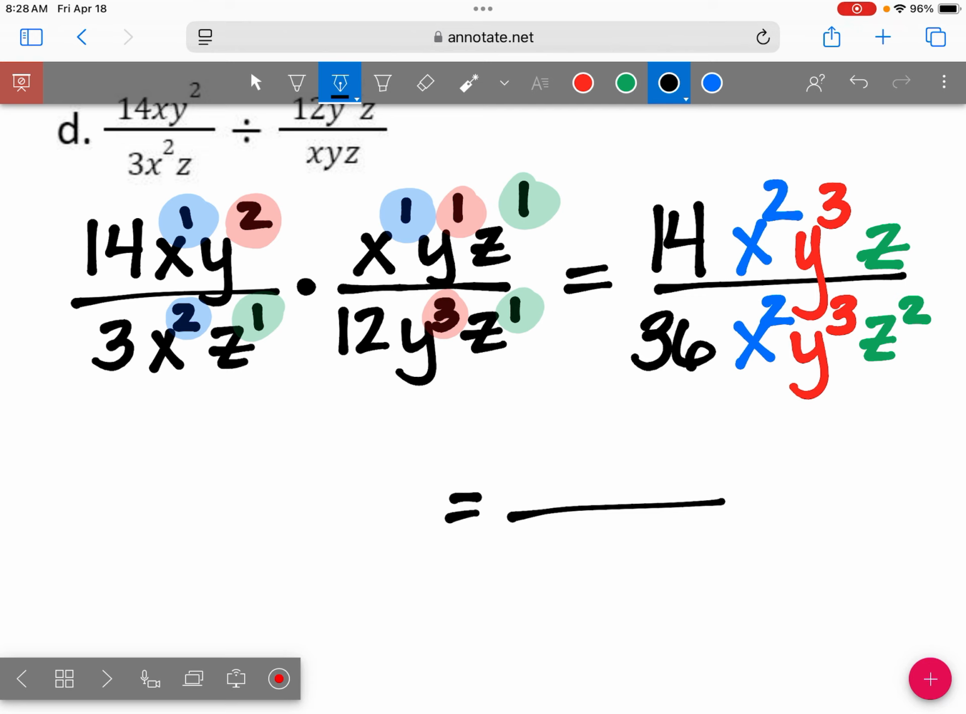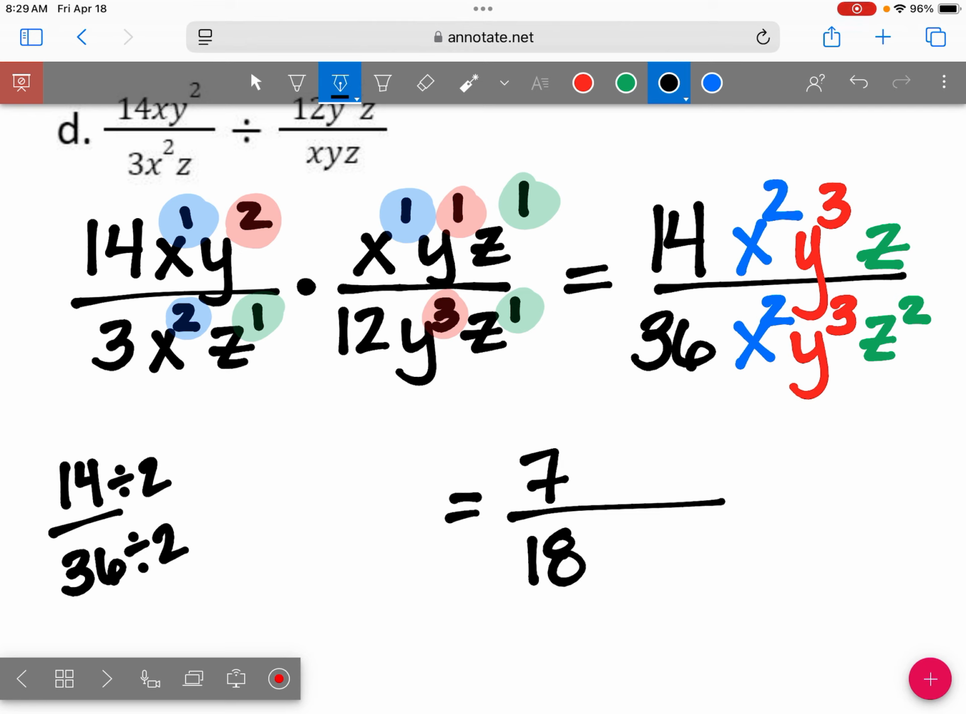So we're going to take our 14 over 36. Both of those are even numbers, so we know we can divide them by 2. That's what I would start off with. So go ahead, take 14 divided by 2, and then take the 36 and divide that by 2. We can cut both of those numbers in half, so that would give us a 7 over 18. And then we're ready to take care of our variables.